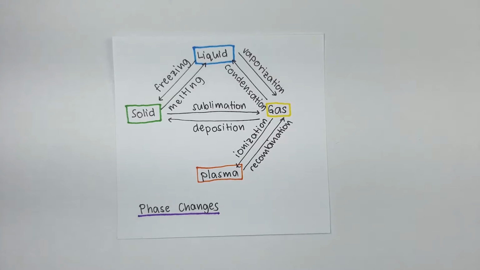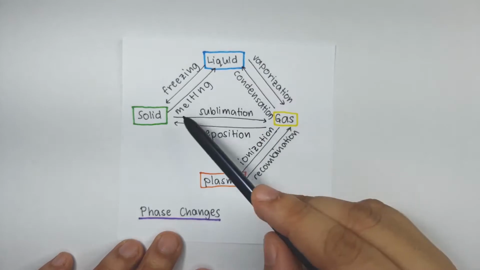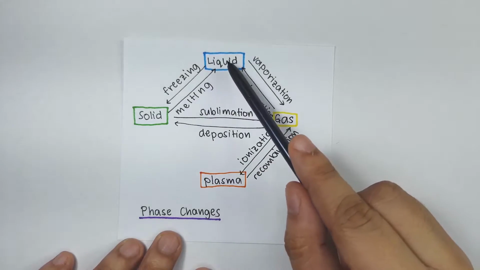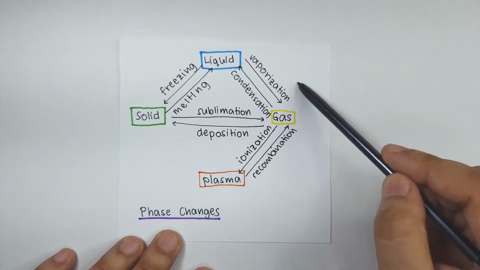Yung next na pag-uusapan natin ay yung phase changes. Bali yung kailangan nyo lang dito is familiarization kung ano ang tawag sa each process. So for example, solid, liquid, gas. From solid to liquid, melting. Liquid to solid, freezing. Liquid to gas, vaporization.